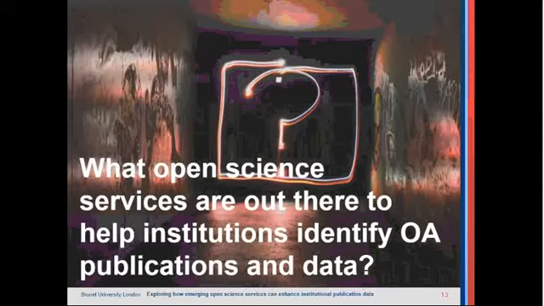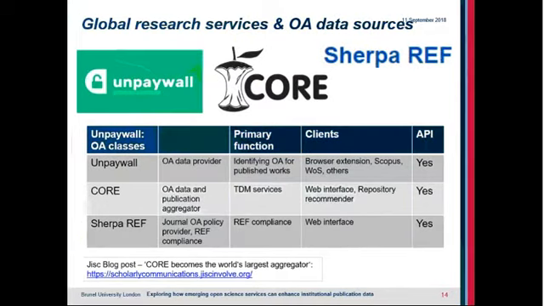There are open science services available that can help institutions to identify OA publications and data. In our research, we selected just three of these services to provide data for our study: Sherpa REF, Unpaywall, and Core. As I said, it's very interesting to see current usage at the beginning of the talk. Sherpa REF resources indicate possible OA locations from serial policies, and it's primarily used by UK institutions to support REF compliance workflows. There's a web interface that allows you to do that.